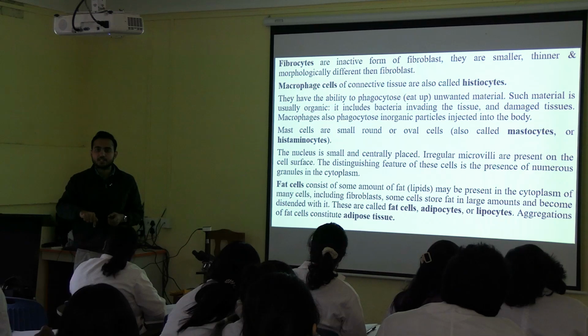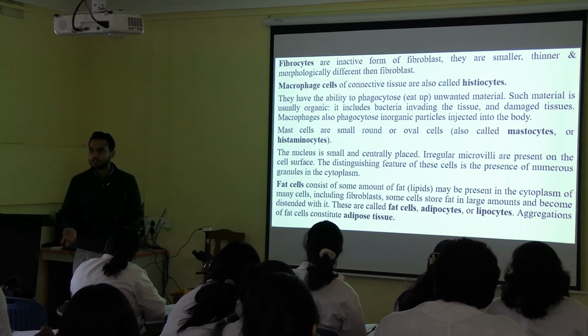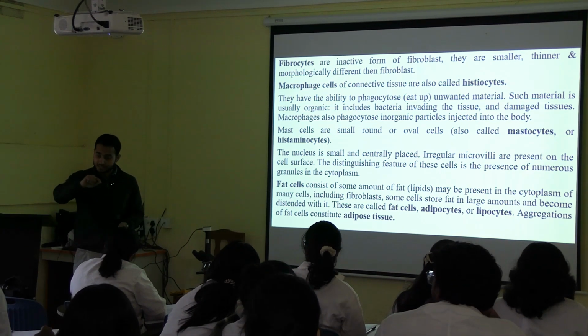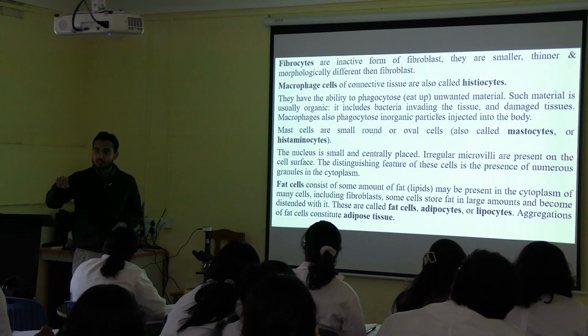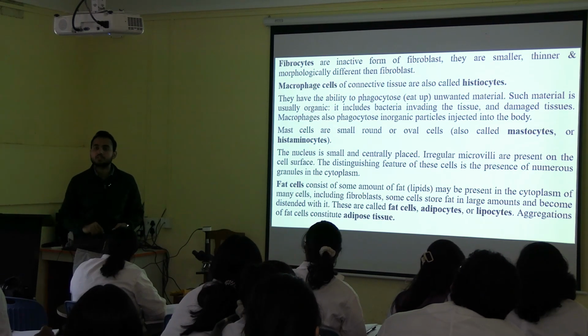After that, whenever we are staining, nothing is there inside the cell, so it won't get stained. But the cell membrane and the nucleus will take the stain. That's why it appears like this.